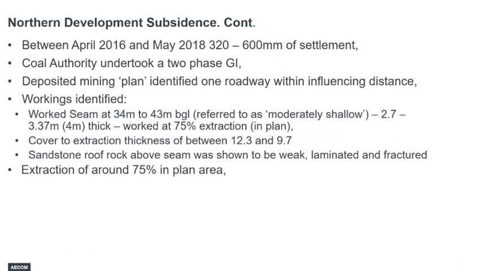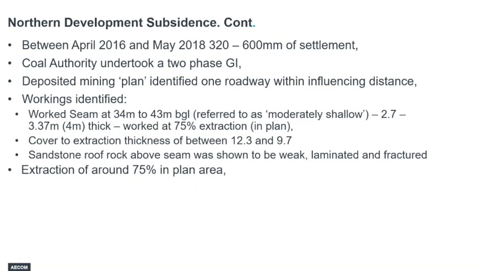So it's estimated that between April 2016 and May 2018, somewhere between 320 to 600 mil of settlement was experienced by some properties. Now, the Coal Authority undertook a 2-phase GI. The first phase obviously trying to identify what was going on, and the second phase more targeted to try and pick up other areas. There was, I understand, a mining plan held by the Coal Authority which identified a roadway within influencing distance. Now, I'll come back to that in a second.